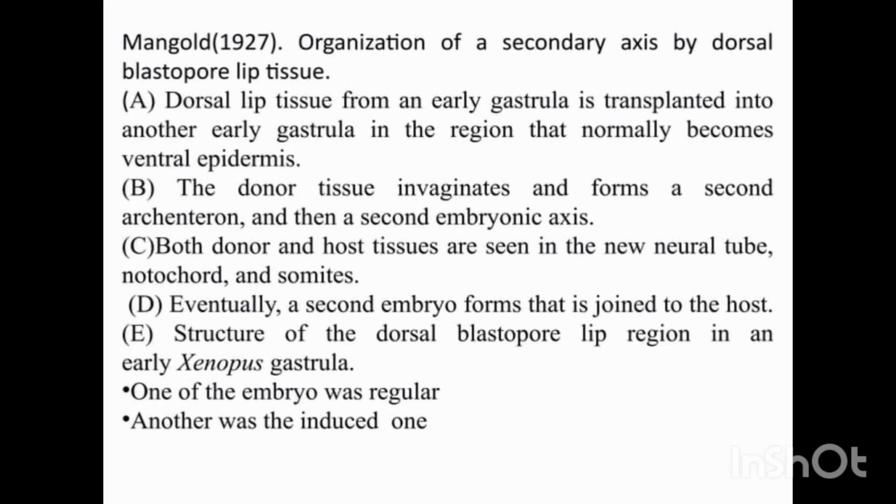Structure of the dorsal blastopore lip region in an early Xenopus gastrula. One of the embryos was regular and the other was the induced one.